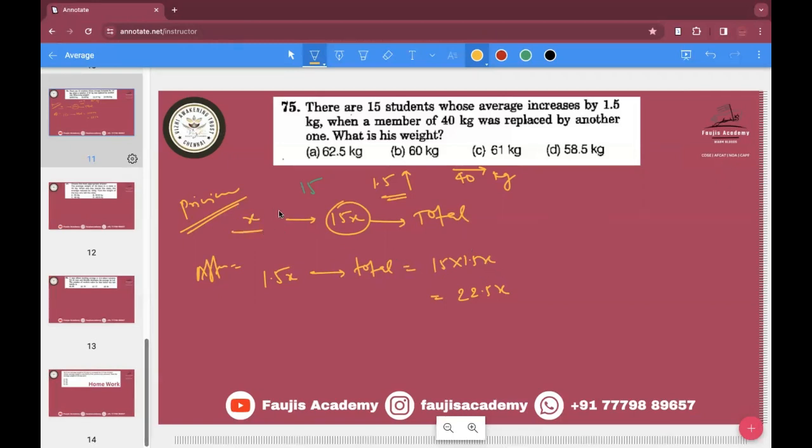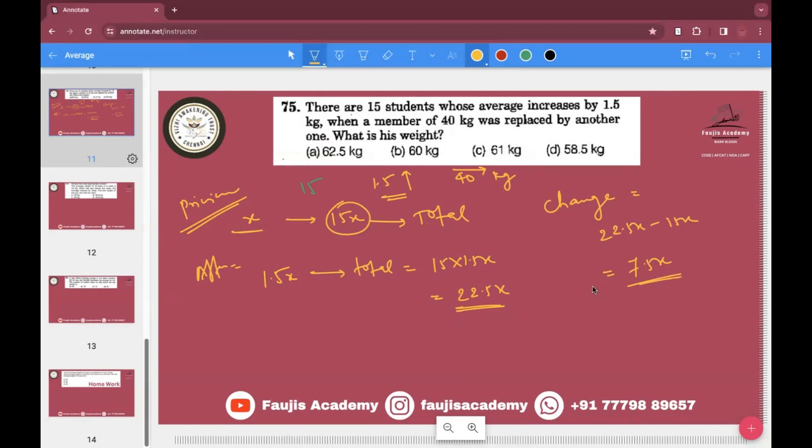The previous average was x, and the total became 15x. Now the total became 15 into 1.5x, which is 22.5x. So how much was the change? 22.5x minus 15x, which is equal to 7.5x, is the change.